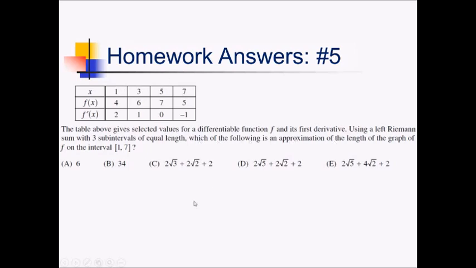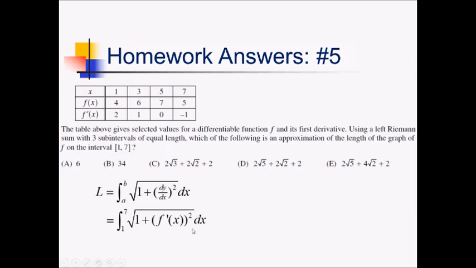So if we're talking arc length, we've got a function that's in terms of x. So in general, we need the integral from a to b of square root of 1 plus dy over dx squared dx. So this means we have the integral from 1 to 7. And in this case, we're going to be doing the square root of 1 plus f prime of x squared. Great. But now we don't know the exact f prime function. We just have a few values of it. So we have to use a Riemann sum in order to approximate this.